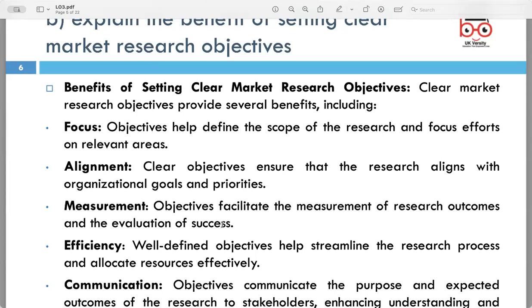Measurement: objectives facilitate the measurement of research outcomes and the evaluation of success. By setting specific measurable objectives, organizations can assess whether the research has achieved its intended goals. This allows for a more objective evaluation of the research process and its outcomes, helping to determine the effectiveness of the research and identify areas of improvement.